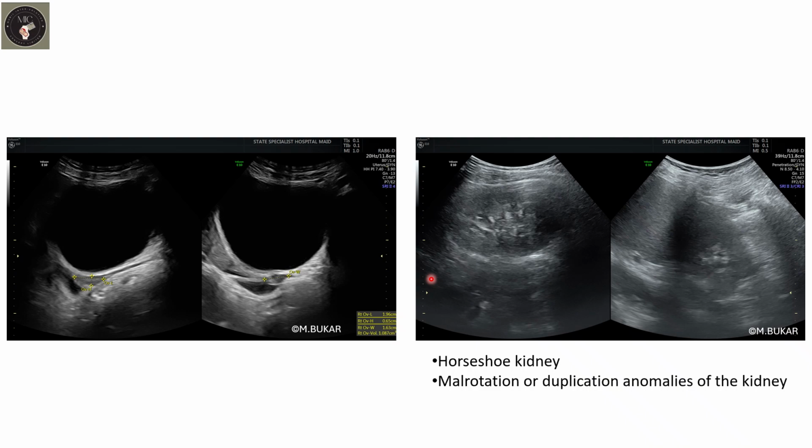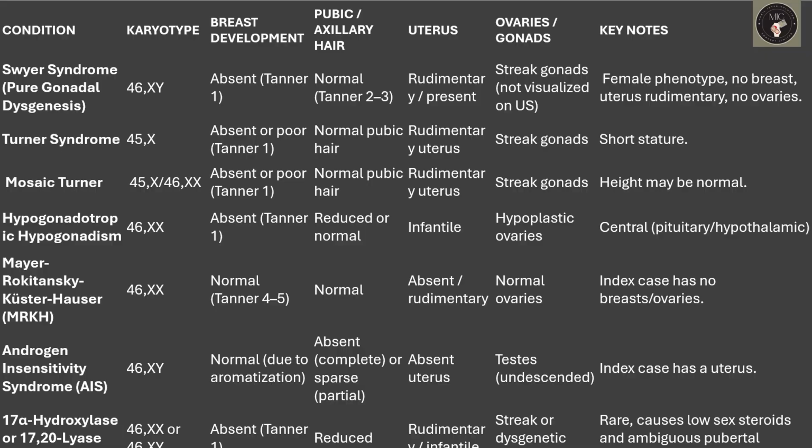Some of the renal complications associated with Turner syndrome are horseshoe kidney, and malrotation or duplication anomalies. But here you can see both kidneys are normal and in their normal positions. So now, what is or are the most likely differential diagnosis in this case?